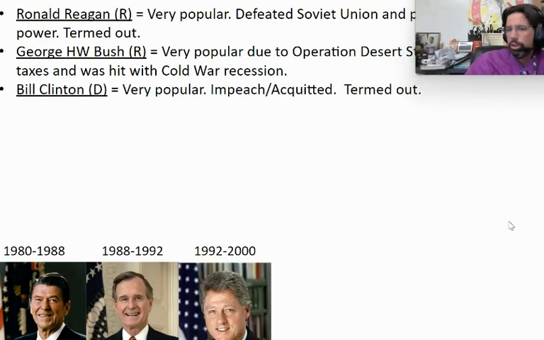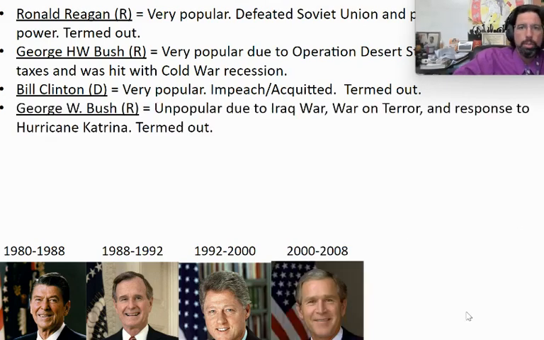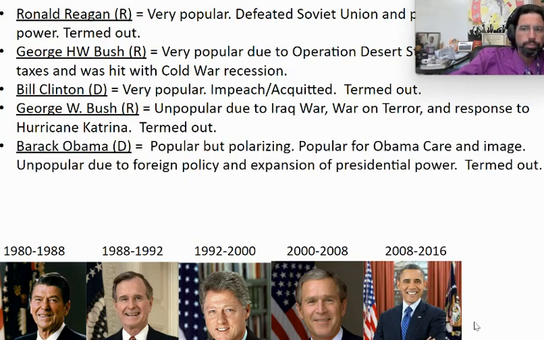Bill Clinton was also very popular. He was impeached and acquitted due to a perjury allegation regarding sex with an intern in the White House. He was eventually termed out. George W. Bush was unpopular primarily because of the Iraq War, some of the issues of the war on terror, and his response to Hurricane Katrina in New Orleans. He was termed out.